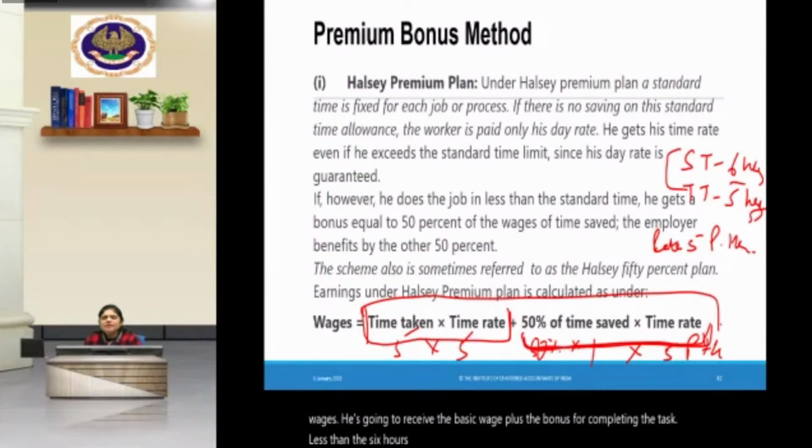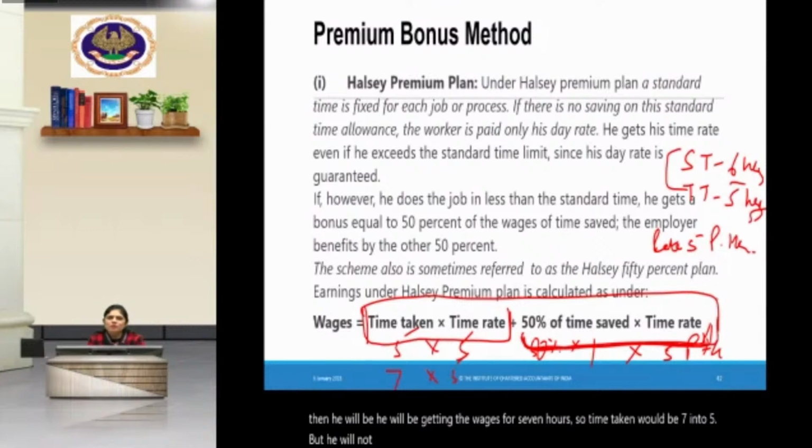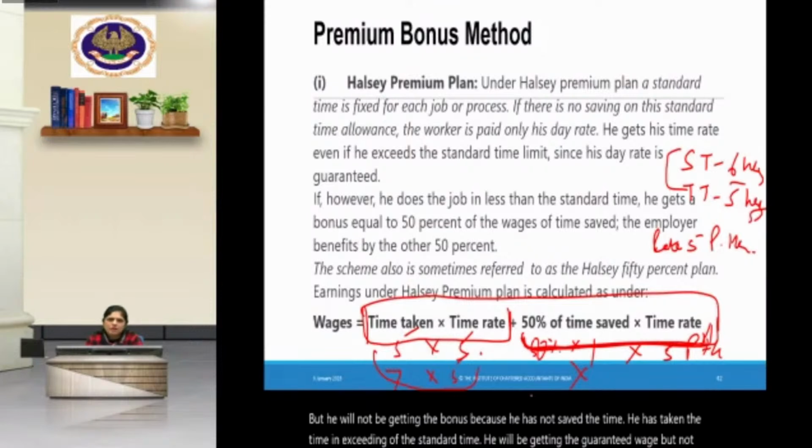Let us say the standard time is 6 and the worker has taken 7 hours, then he will get the wages for 7 hours. So time taken would be 7 into 5, but he will not get the bonus because he has not saved the time. He has taken time exceeding the standard time. He will get the guaranteed wage, but not the bonus. So I hope things are clear in Halsey premium. Any doubt here?